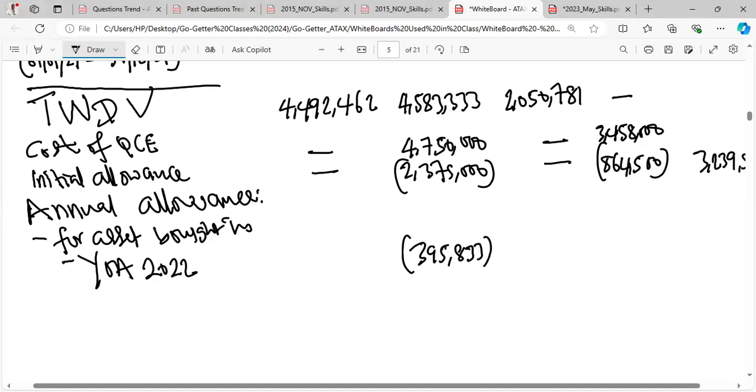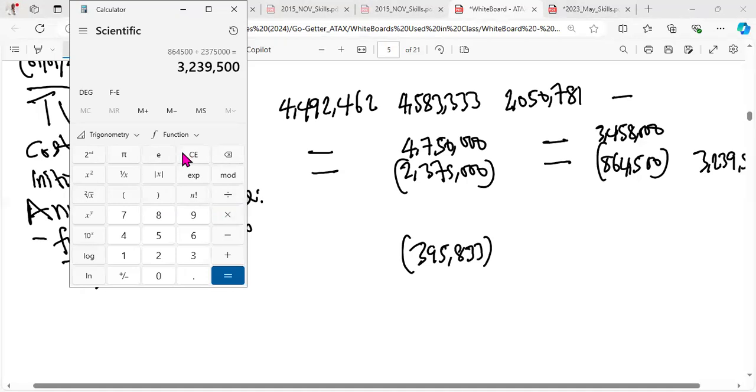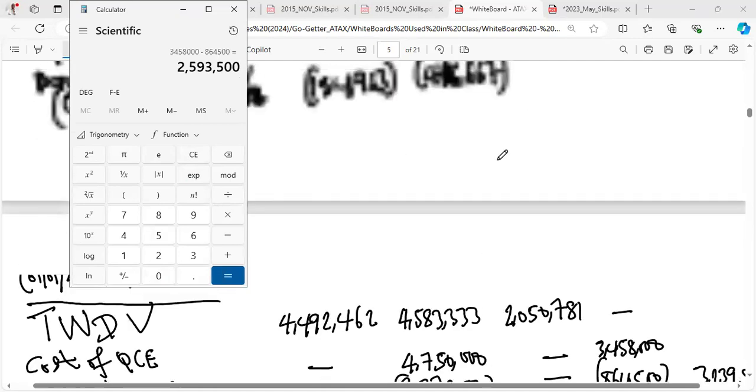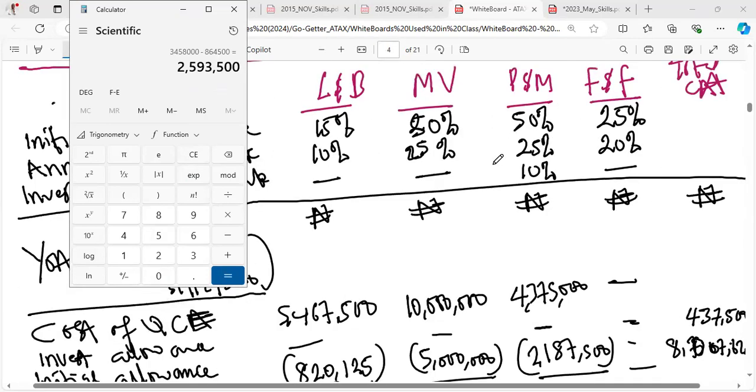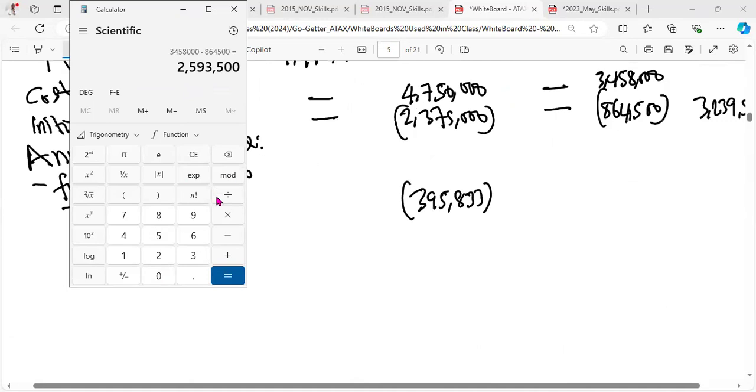Then the second one, we have 3,458,000 minus 864,500. That will give me this figure. And of course, furniture and fittings is 20%. So I will now say times 0.2. That will give me 5,187. This is the normal capital allowance for a year.